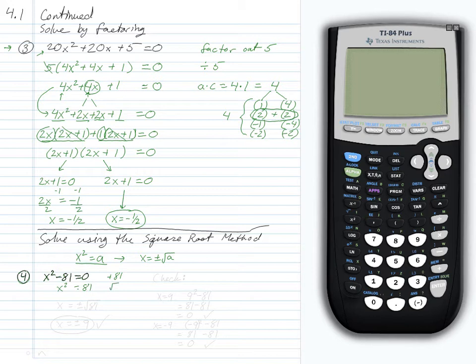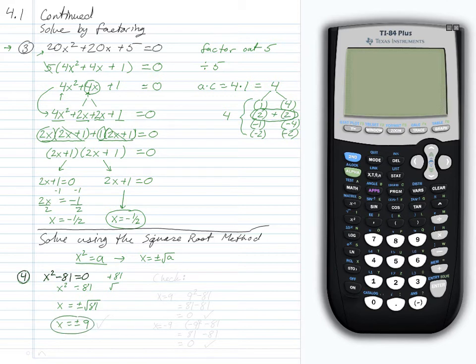And then I'll square root both sides to get x equals the positive or negative square root of 81. And 81 is a perfect square, so we see that x equals the positive or negative square root of 81, which is 9.